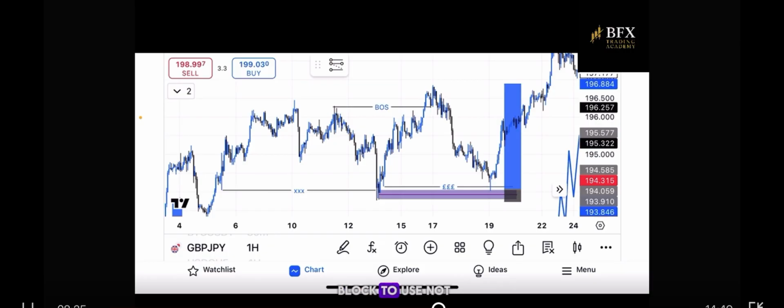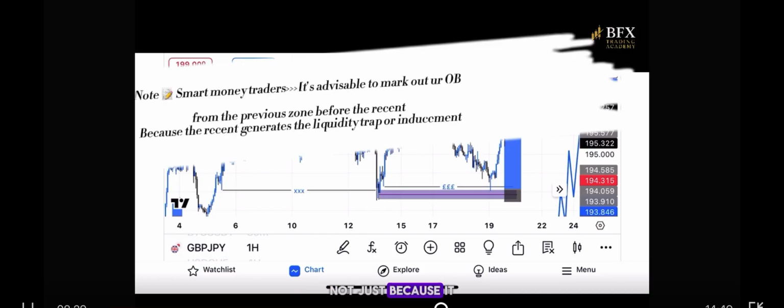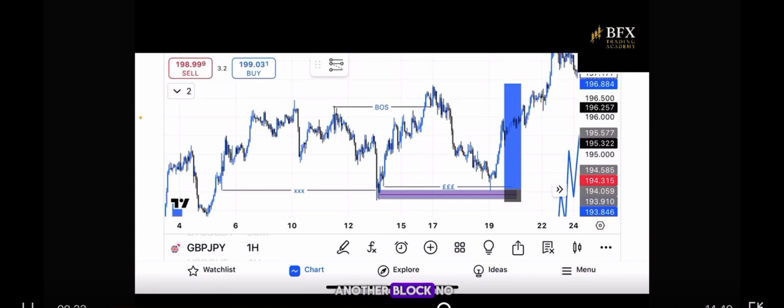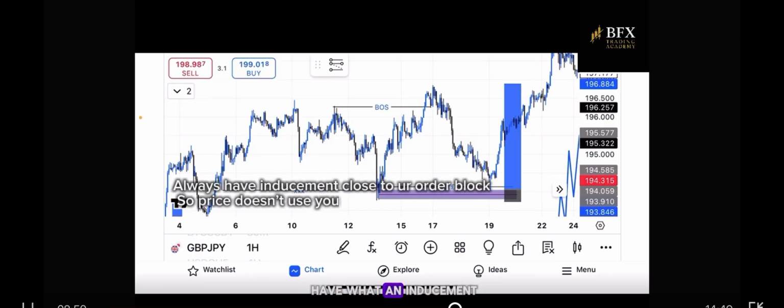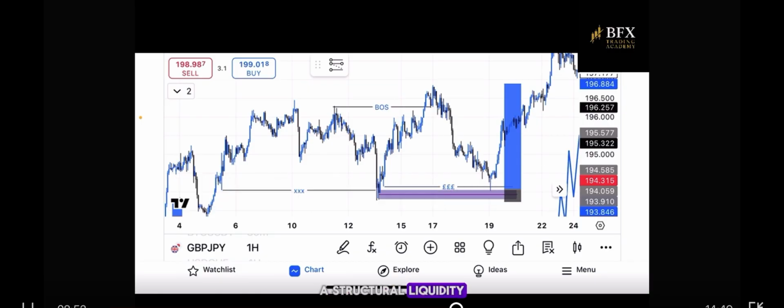The right order block to use, not just another block, not just because it has swept liquidity and you felt, okay, let me just mark out another block. No. Your order block should come with a displacement, with speed, like an imbalance, right? And close to your order block, you should please always have an inducement, a structural liquidity.